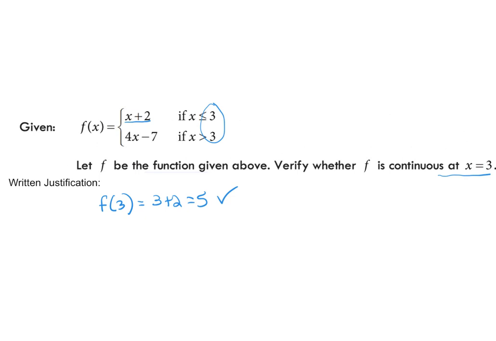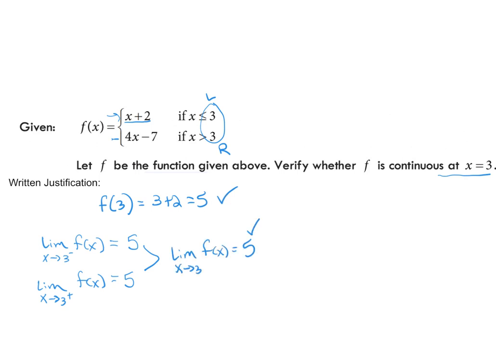Next, we have to test if the limit exists as x approaches 3. For that to exist, we have to test the left and the right. Approaching from the left, we'll use the top function, so that is 5. And then approaching from the right, we'll use the bottom, which is also 5. So the limit at 3 is 5. So the limit exists. And therefore, because the function value equals the limit, f is continuous at x equals 3. If you were asked to prove whether a function is continuous or not, you would have to show all of these things to make that proof.